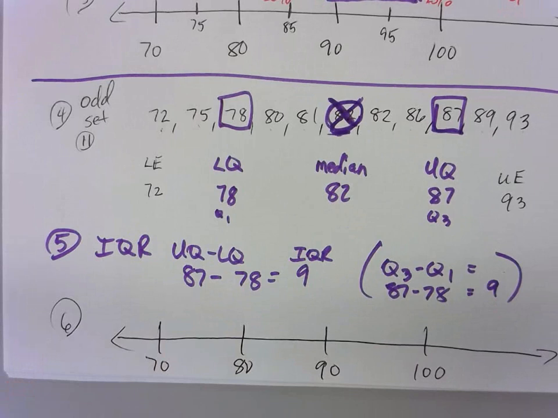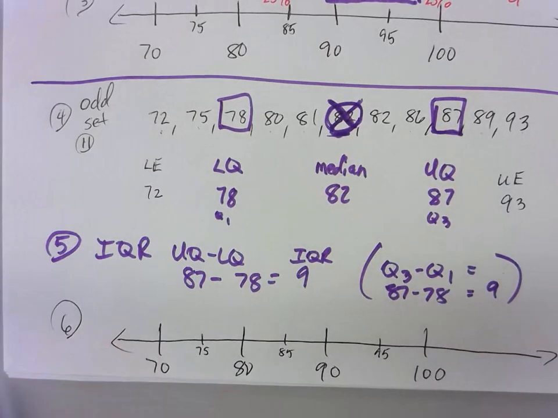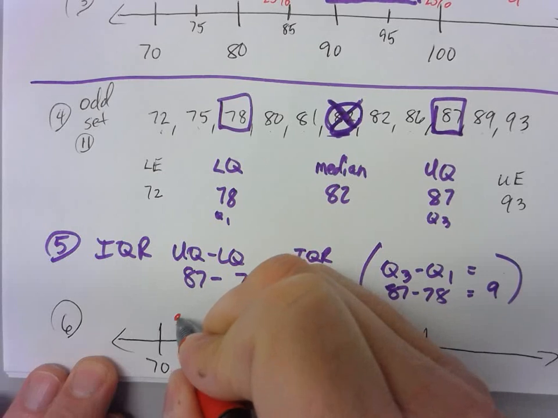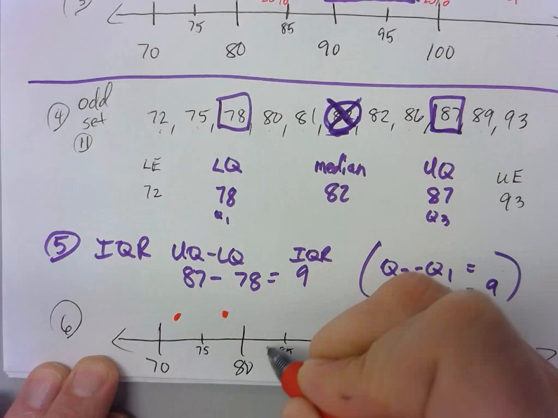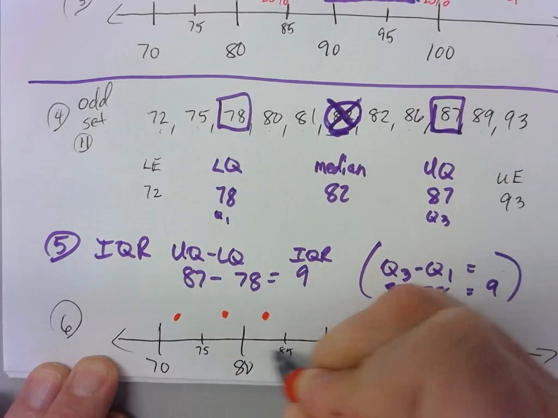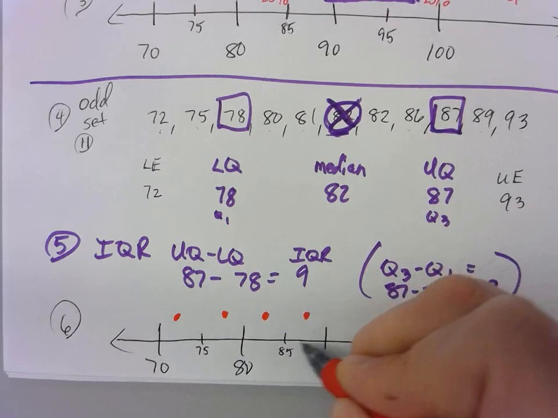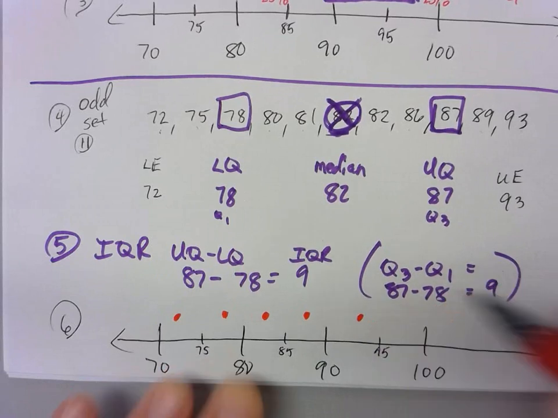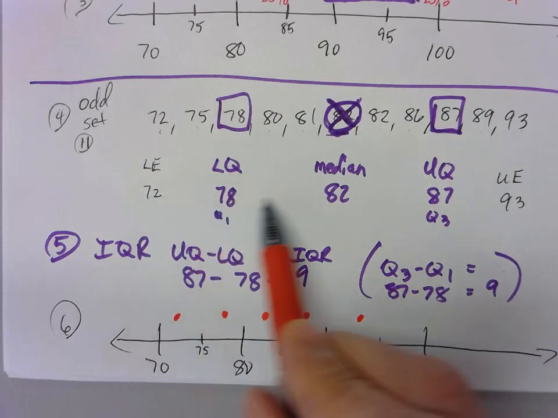Now let's put our 5 little dots on here. The lower extreme was 72, so it goes about right there. Lower quartile was 78. Median's 82, somewhere between 80 and 85. Upper quartile's 87, somewhere between 85 and 90. Upper extreme was 93, somewhere up in here. Each of those dots represents one of the 5 numbers that we found up here.